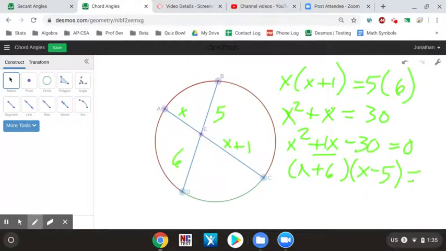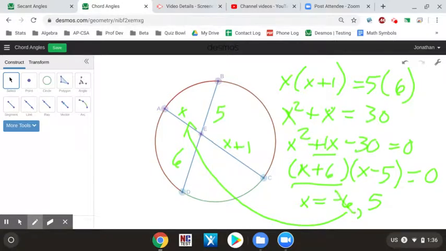Now, it is factored, so I'm looking for what value would make this parenthesis be 0. That parenthesis would be 0 if x equals negative 6. The other parenthesis would be equal to 0 if x was 5. So I have two possible answers of negative 6 and 5. The negative 6 will not work in this problem because I can't have a negative value for AE. It's not that in a geometry problem x can't be negative. It's that if you plug it in, none of the segments can be negative. So that doesn't make any sense in the context of this problem. 5 would be the answer.